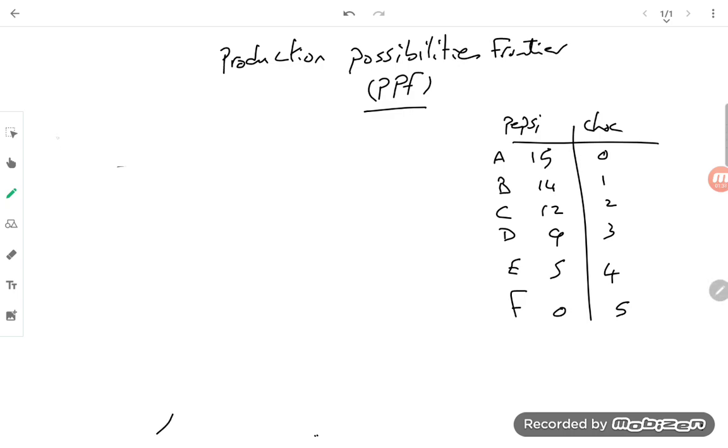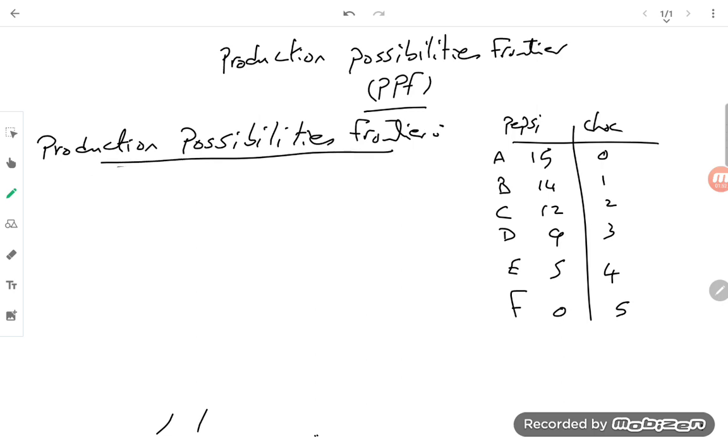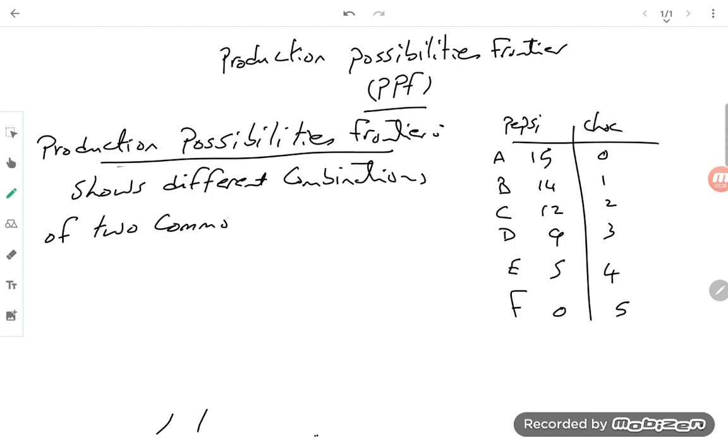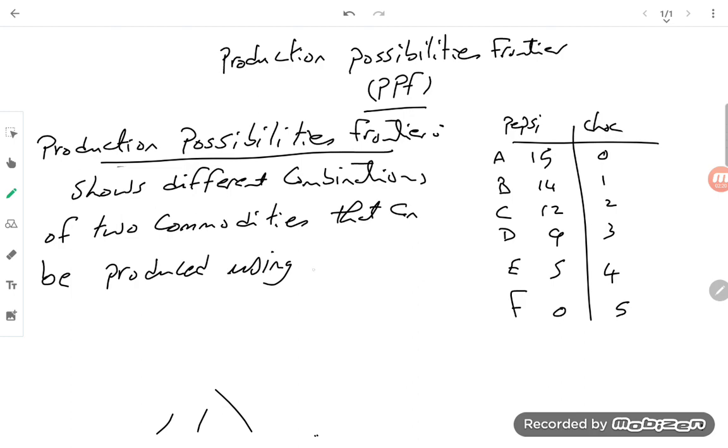So we can define PPF as: PPF shows different combinations of two commodities that can be produced using a given amount of resources.